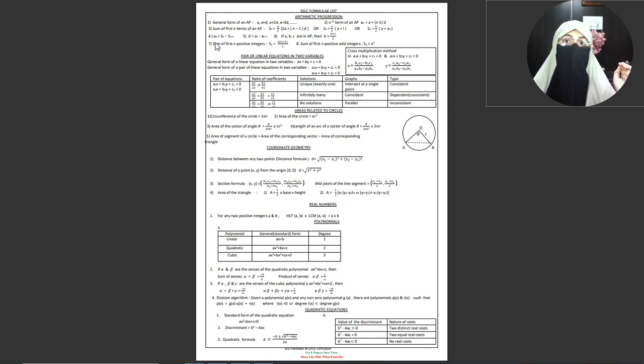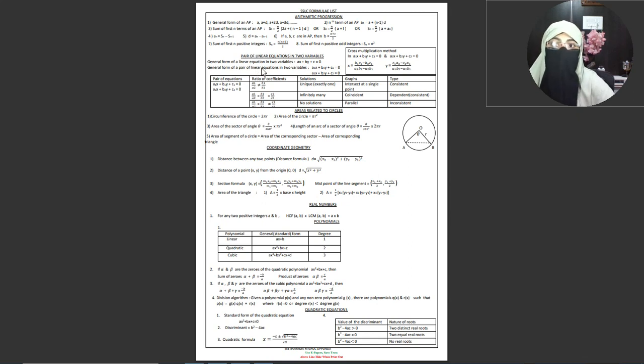Coming on to the second chapter, that is the pair of linear equations in two variables. In this chapter you will study the general form of a linear equation, that is ax plus by plus c equals 0. a is the first term, b is the second term. ax means on the x-axis of the graph, by means on the y-axis, the second term, plus c, which is on the other axis, the z-axis.